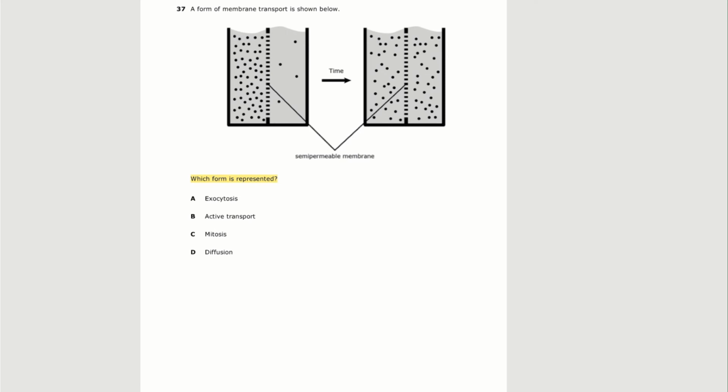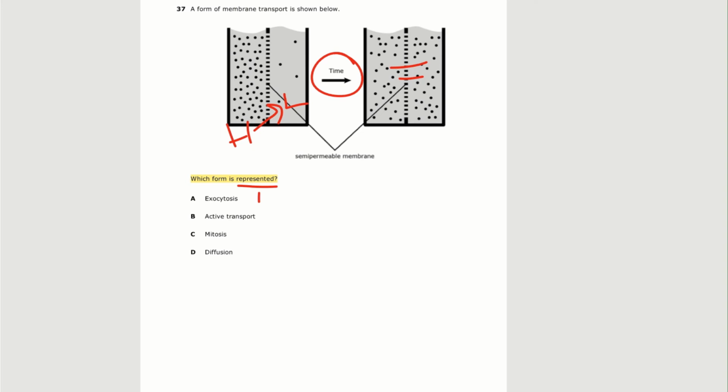So which form is represented? We're looking for something that's represented, right? What do you see? I see high and I see low. Time. And then what do I see? Well, it looks equal. So what happened? I think it moved from high to low and became equal.